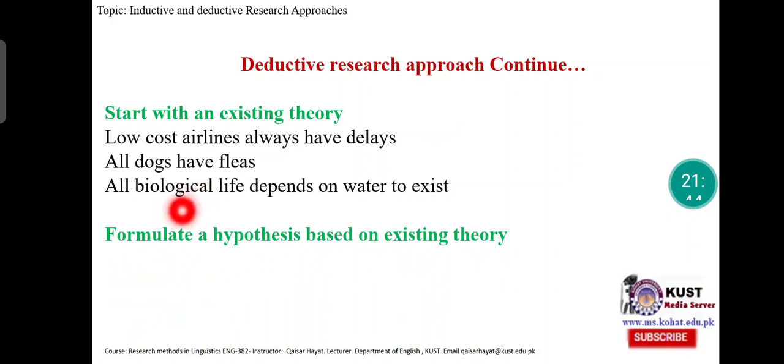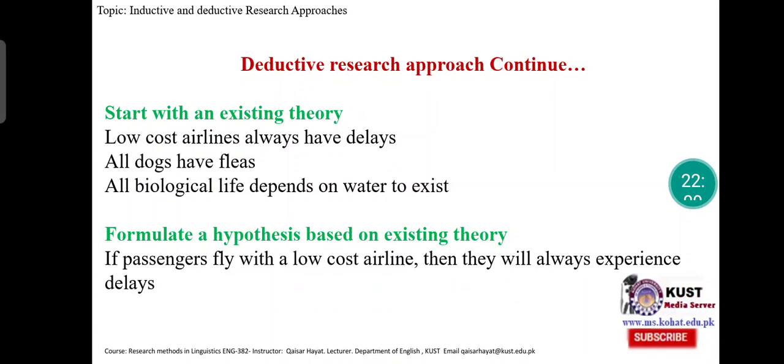Now you have to formulate a hypothesis based on existing theory. What is hypothesis, student? A complete lecture I have sent to you on hypothesis. Let me remind you that hypothesis is a supposition that provides you a base to proceed on. Now you would formulate a hypothesis, and that would be based on existing theory, that if passengers fly with a low cost airline, then they will always experience delays. This is the hypothesis that you have to testify. Where do you have to testify? Through the theory that you have made.